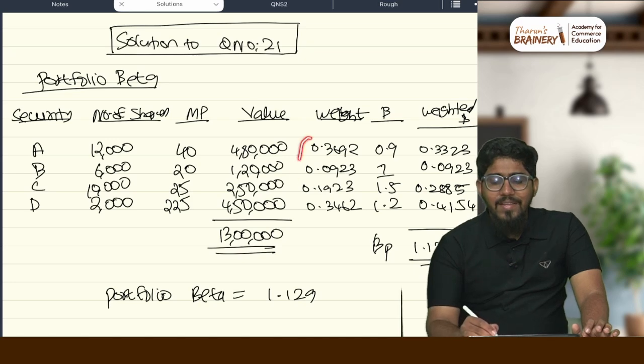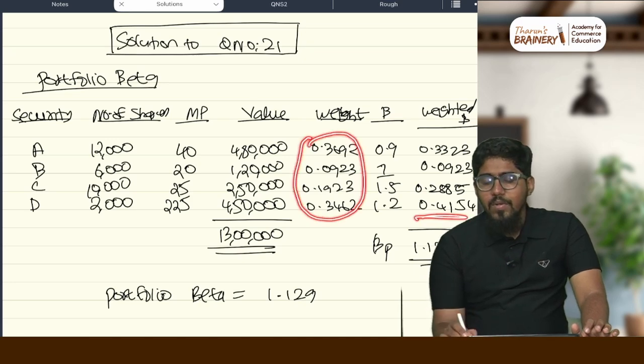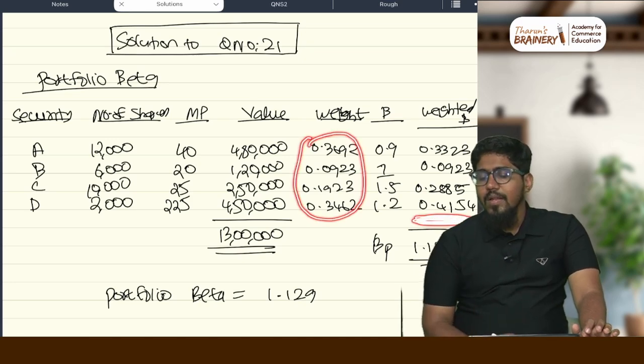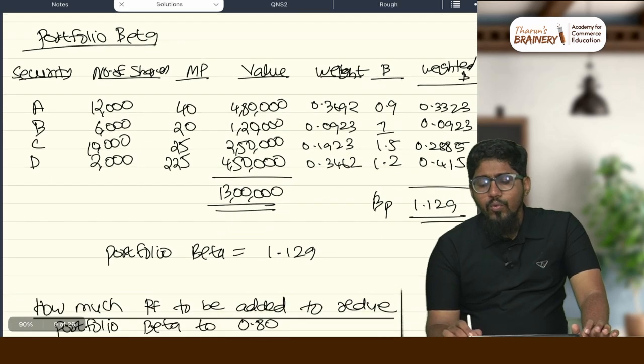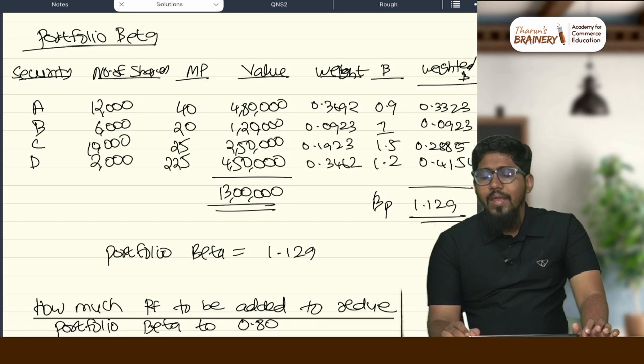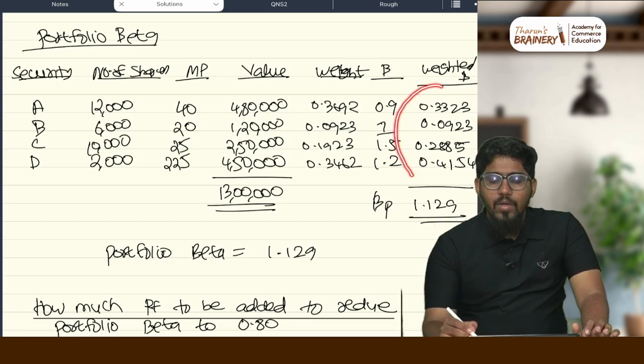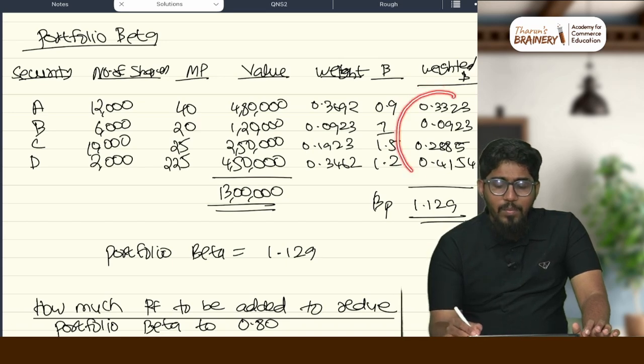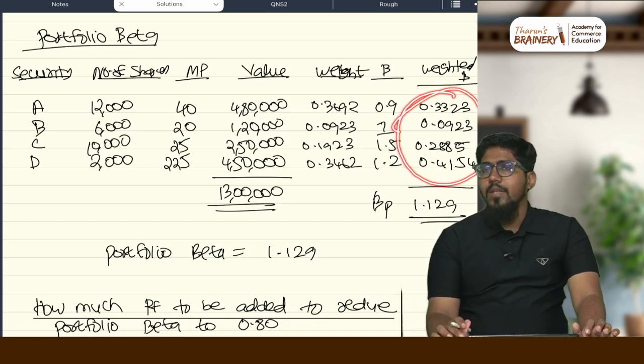Clarity. So this weight will change, but this will not change. Are you all with me? Clarity. So your 1.129 should become 0.8. Your 1.129 should become 0.8. So 0.8 should be the weighted beta of the other securities.